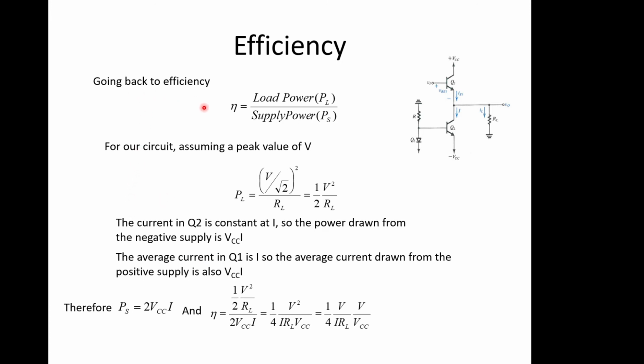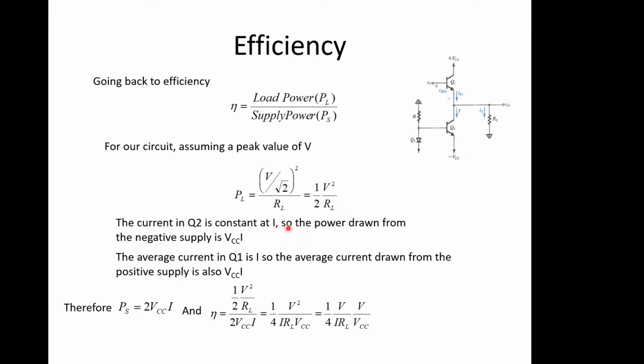So going back to the efficiency then of this Class A stage, we want the load power over the supply power, and for our circuit, assuming a peak value of V coming in, the load power is going to be the RMS voltage squared divided by the load resistance, which boils down to (V over root 2) squared over RL. V squared over R is the power. So RMS voltage squared over resistance gives us that, and that boils down to V squared over 2 RL.